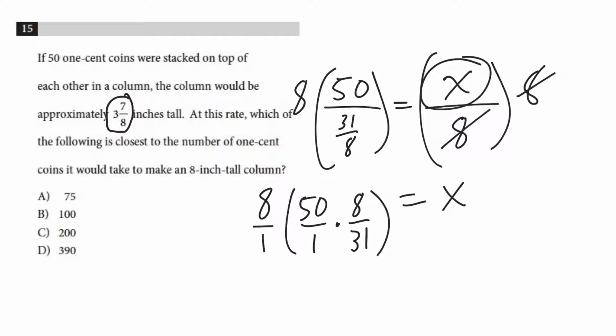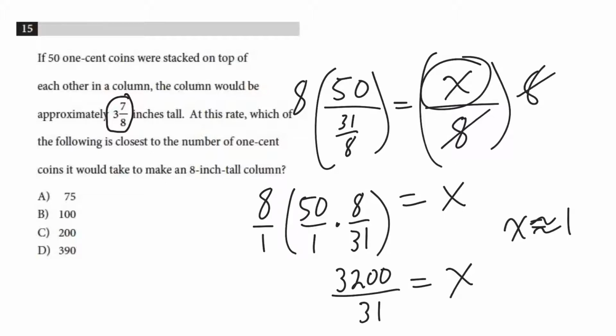Okay, so then I'm going to use my calculator for this real quick. So we're going to have 8 times 50 times 8 in the numerator. It's going to be 3,200 over 31 in the denominator. So divided by 31, so x equals approximately 103.2. Okay, so that's going to be closest to 100. So B is the solution.